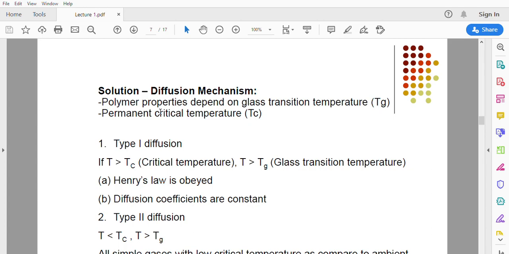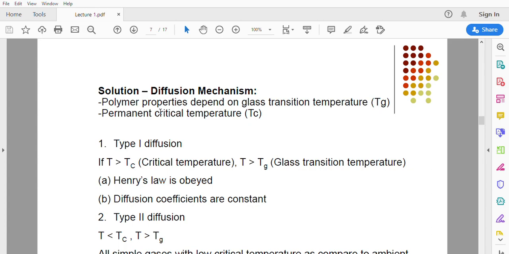So this transition is from the stiff glassy state to the rubbery state. Below the glass transition temperature, the polymer is very stiff, like a steel wire, and above the glass transition temperature, it becomes rubbery, like a thread or rubber. So these two are important properties in the solution diffusion mechanism. First is the glass transition temperature of the polymer, and second is the critical temperature of the gas.